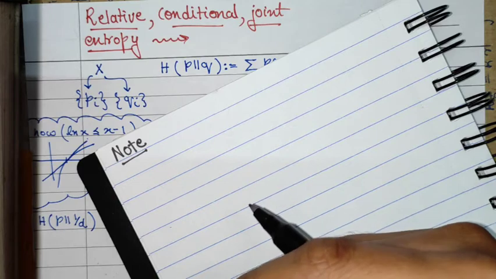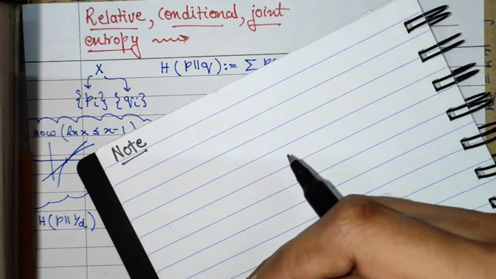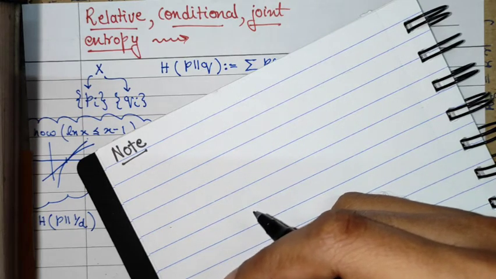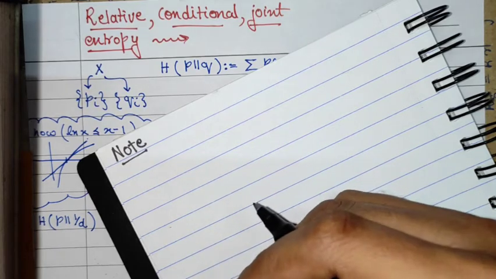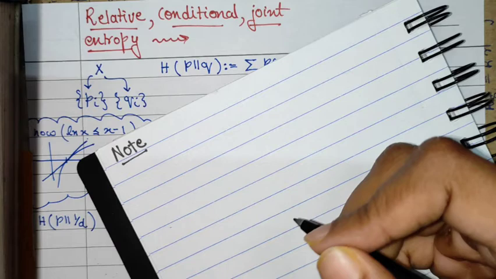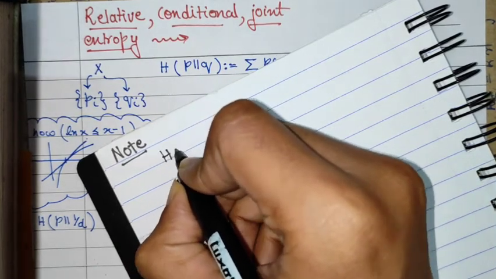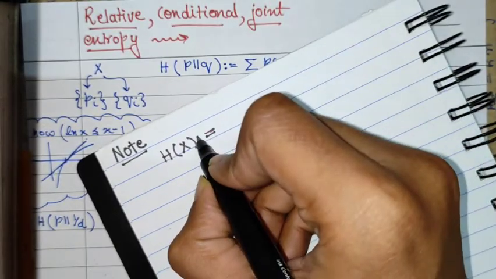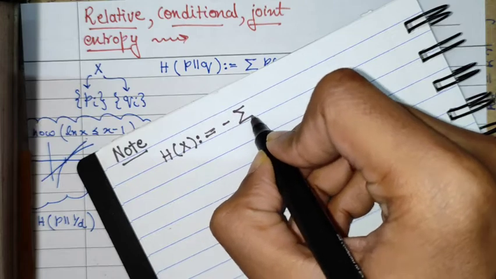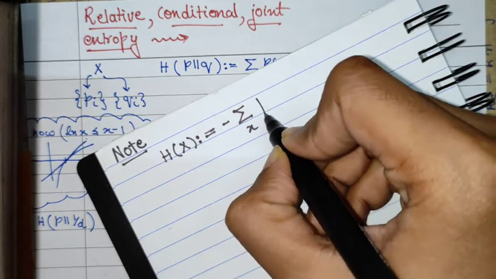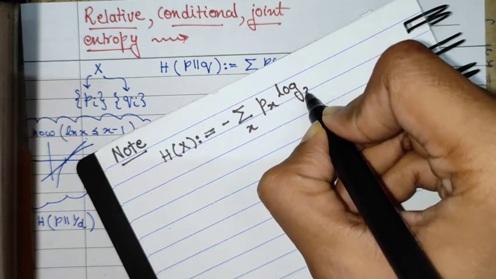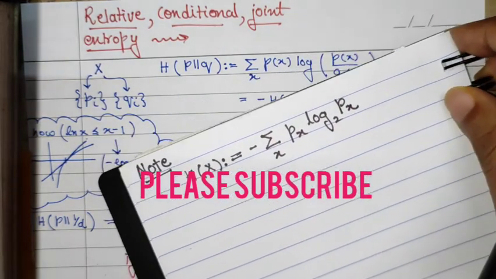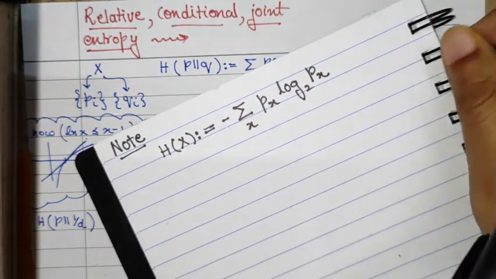In this video, I will be talking about relative entropy, conditional entropy, and joint entropy. These are all different kinds of information-theoretic objects, defined via the basic definition of entropy associated with a random variable x, which we saw in the previous video. It is the summation over x of p(x) log base 2 of 1/p(x). This is called the Shannon entropy.